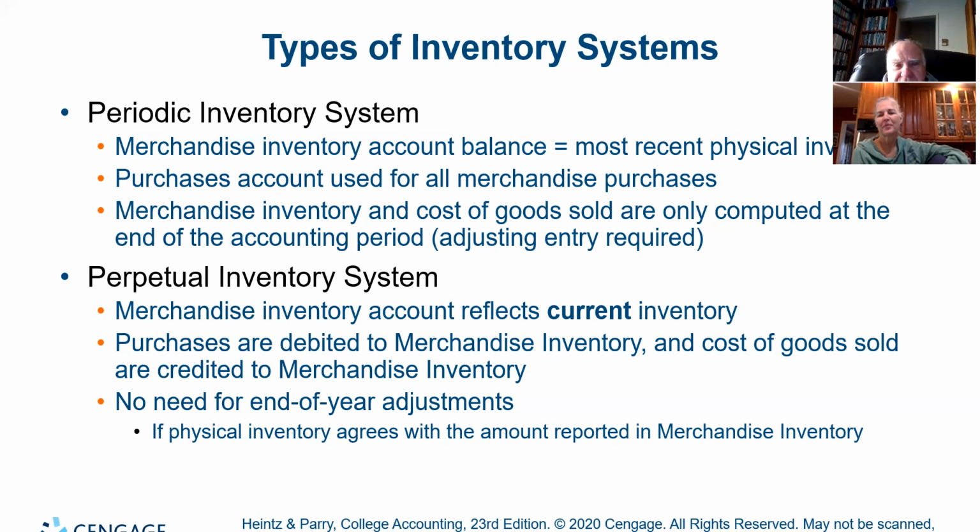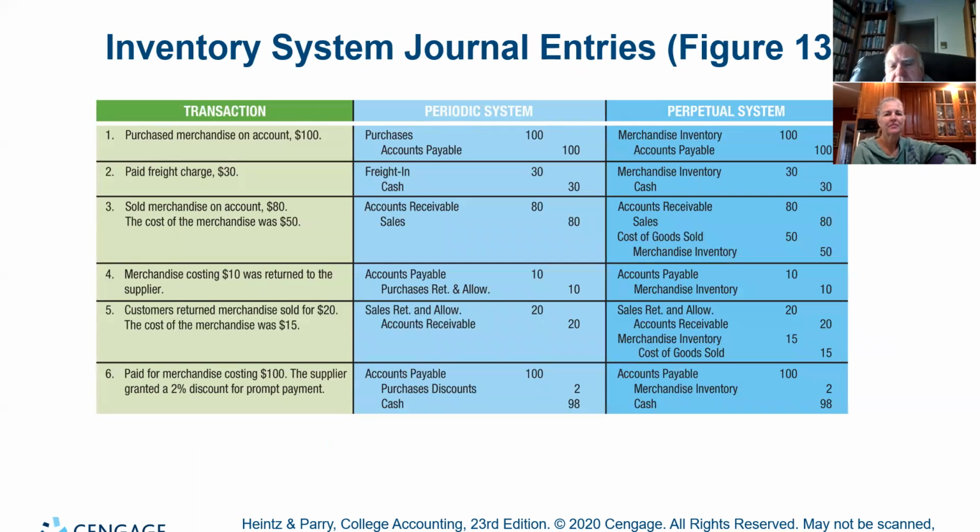Types of inventory systems. Now, this is a very important grid here to have in front of you when you're doing your homework, because what this thing does, Carrie, is delineate between the 2 systems in terms of journal entries, okay?